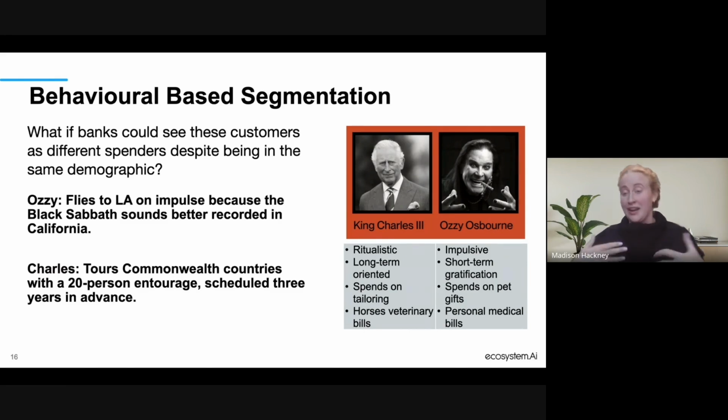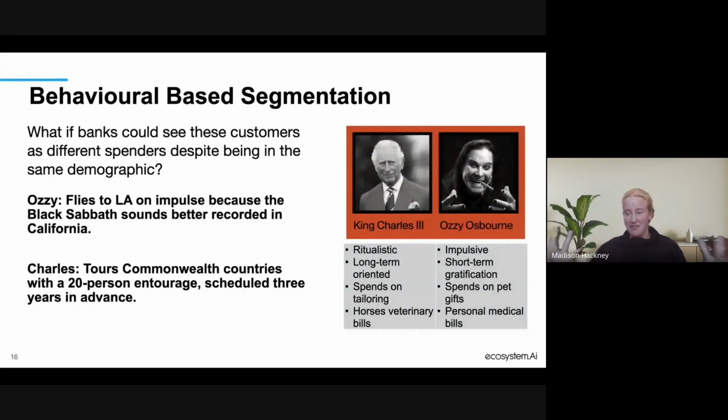Ozzy Osbourne is fairly spontaneous and impulsive. He's a rock star, so he may fly to Los Angeles on a whim because Black Sabbath recorded better in California. King Charles, on the other hand, from royal documentaries, I know he's quite meticulous, structured, and he likes everything done a set way. When he tours the Commonwealth or goes on holiday, there is a strict itinerary, and he sticks to it, usually planned way in advance. So we can see that they behave differently.